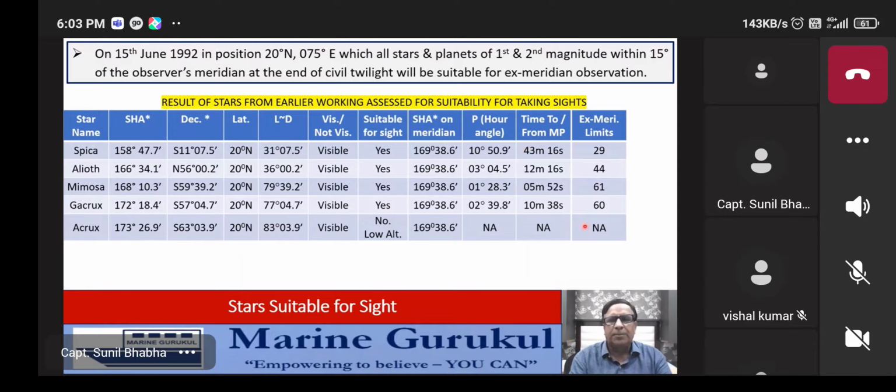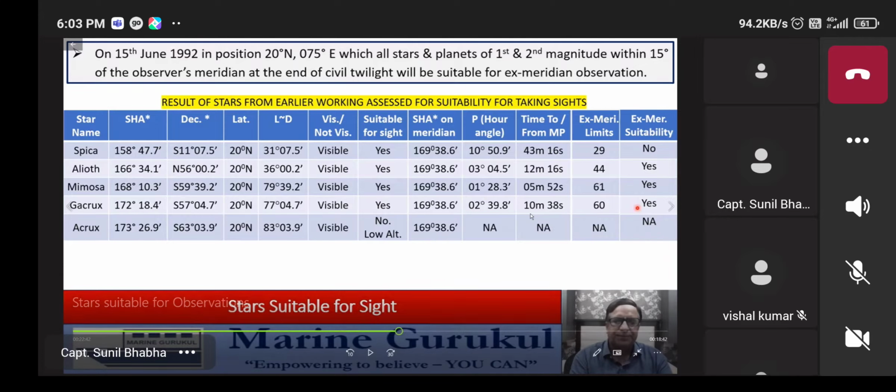Meridian passage that is calculated, and what do we find? Except for Spica, which is outside the x meridian limits, the other three stars, Elliott, Mimosa, and Gacrux, they all are within the x meridian limits, and therefore these three stars are suitable for x meridian observation.